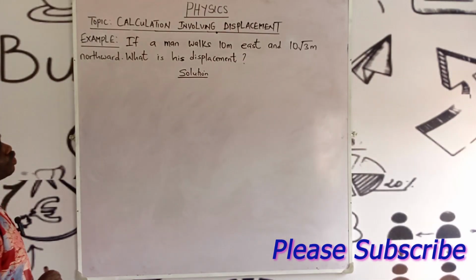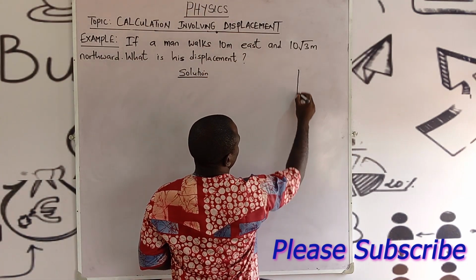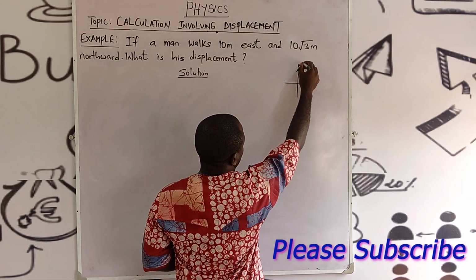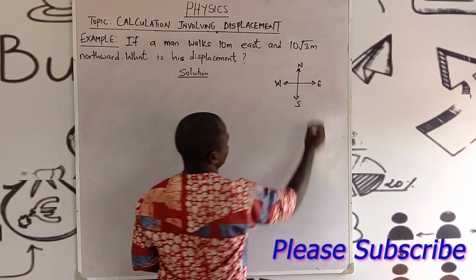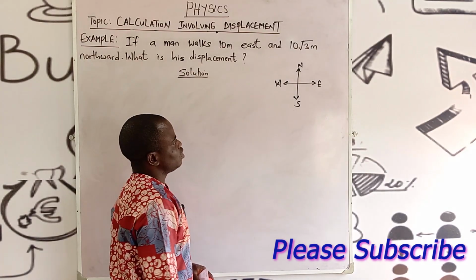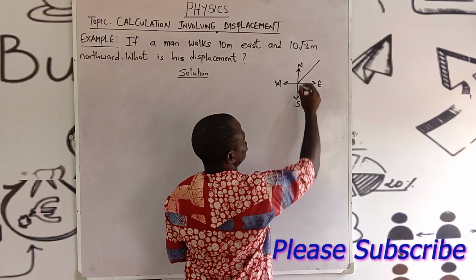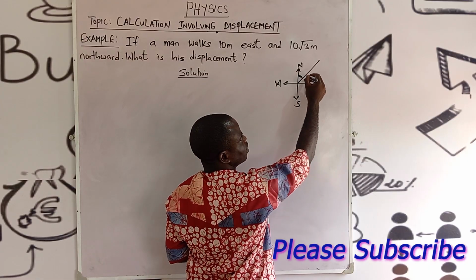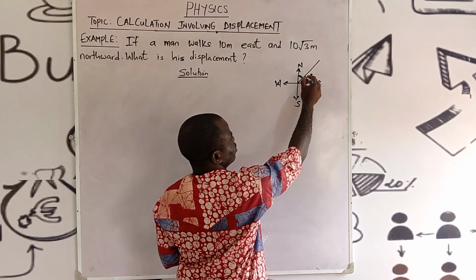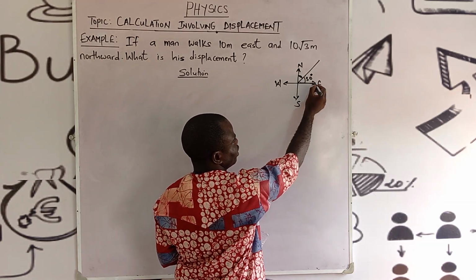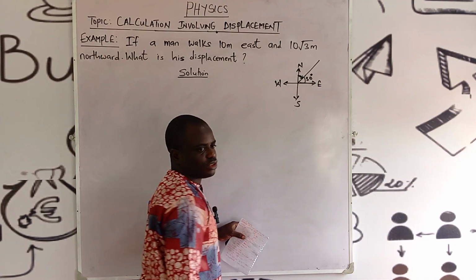If a man walks 10 meters east, our cardinal points are north, east, west, south. You must always take your reading from the north if you want to know the direction. Like this, if you are given this angle, let me say 30 degrees, for example, here to the east, to this horizontal line, to know the direction of movement, you always take your reading from the north.